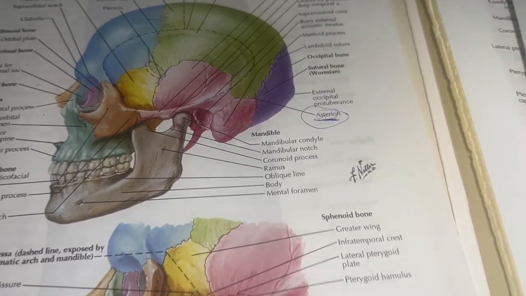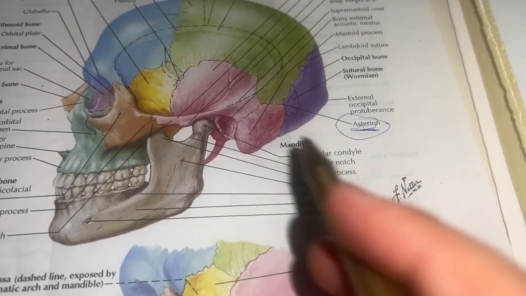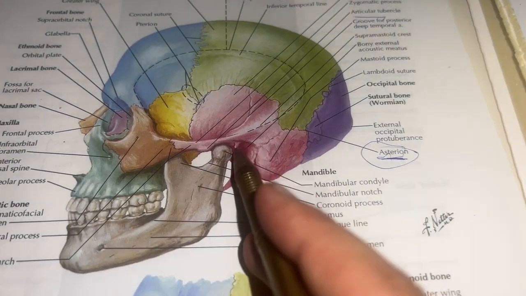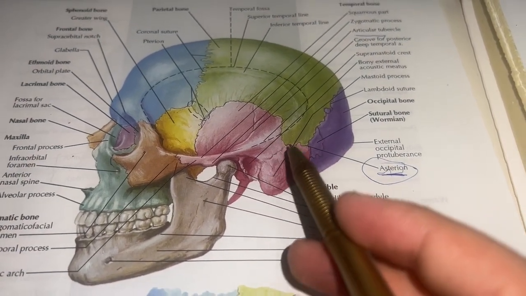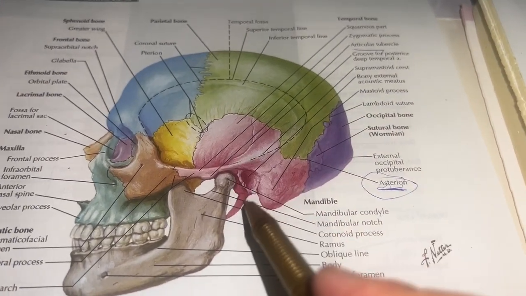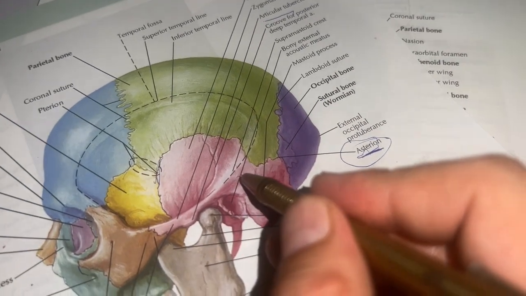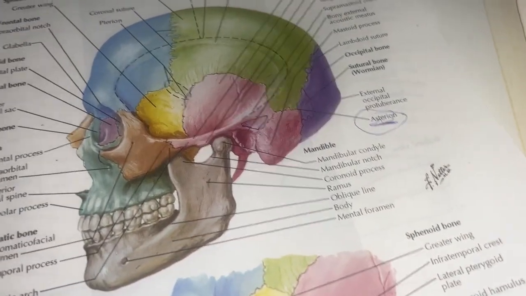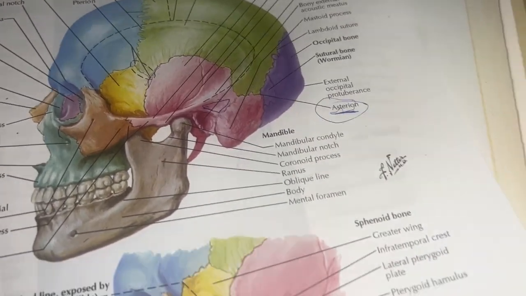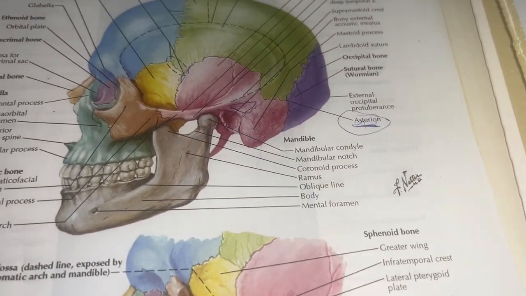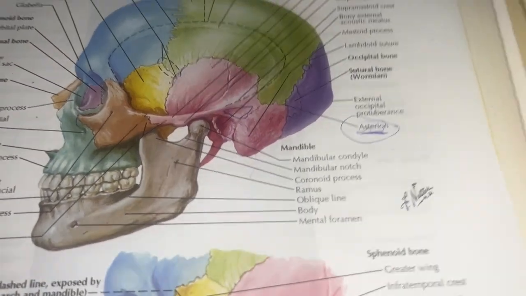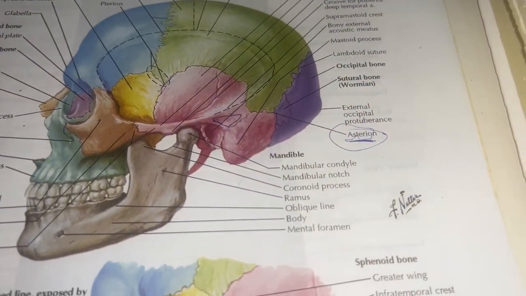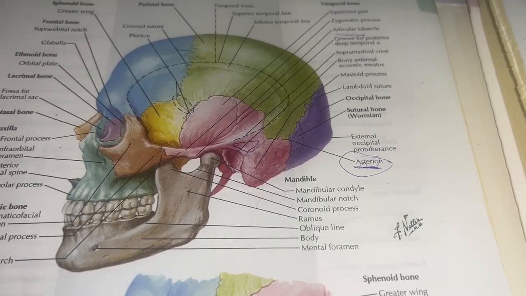So this is the asterion. Now the other landmark is this opening which is called the external auditory meatus. Above it you can see a triangular area, a triangular depression, and this is called the suprameatal triangle. The suprameatal triangle forms the lateral wall of the mastoid antrum.